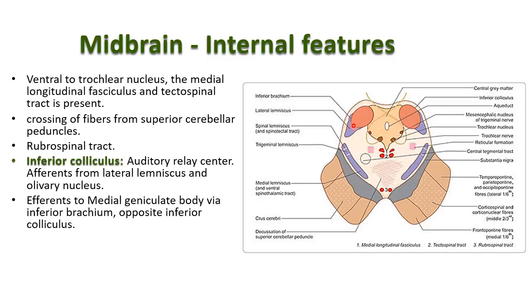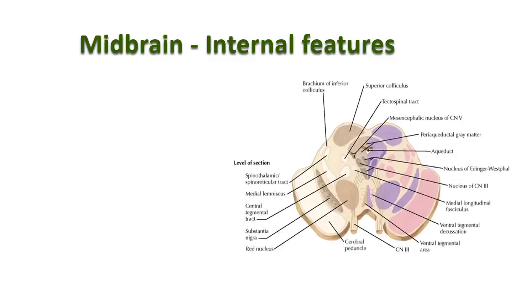Now this is mainly concerned with the discrimination of the sound, whether it is from the right ear or left ear, and also with respect to the source of the sound. It is also responsible to identify the source of the sound, from where it is actually coming. So that is the main function of this inferior colliculus, which is the auditory relay center.